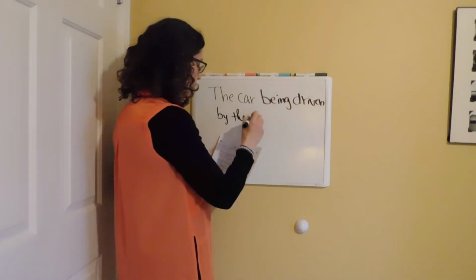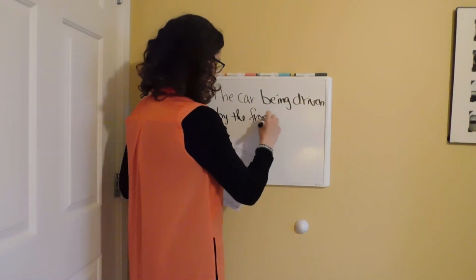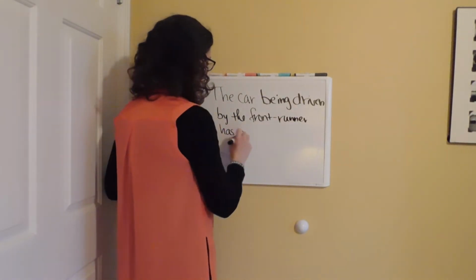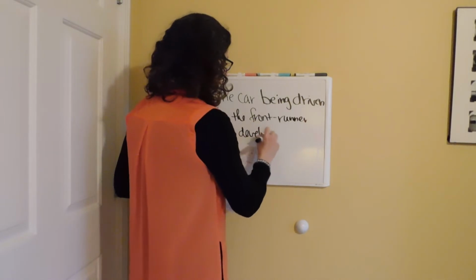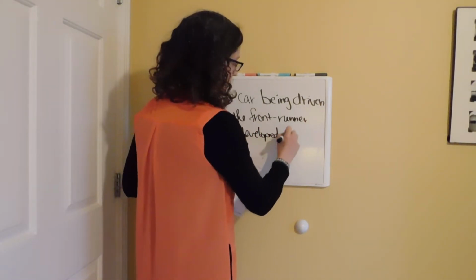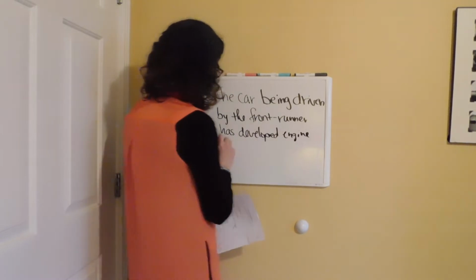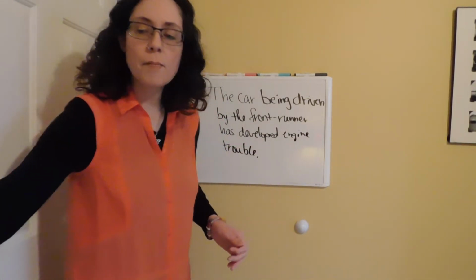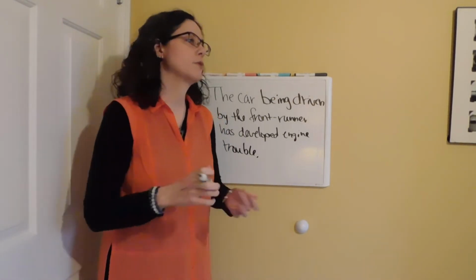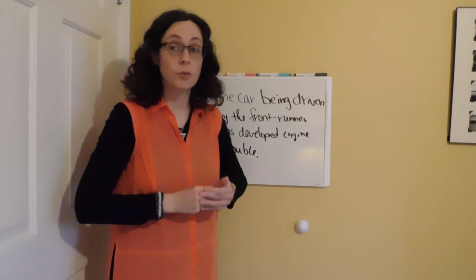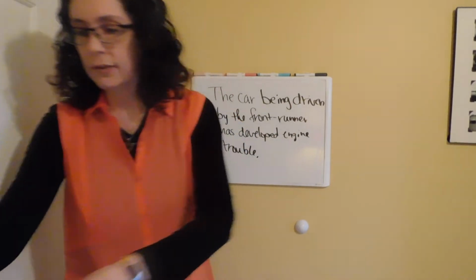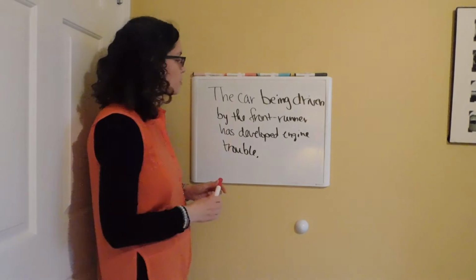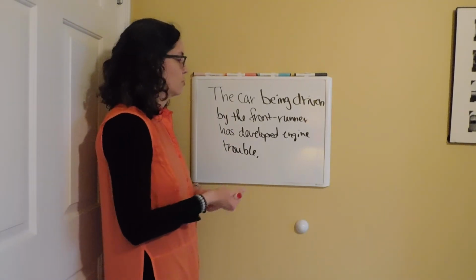The car being driven by the front runner has developed engine trouble. Alright, so remember, in order to generate passive voice, you're going to have a to-be verb added to your other verb. So, let's take a look at this. The car being driven by the front runner has developed engine trouble.